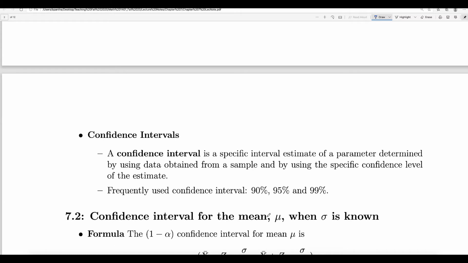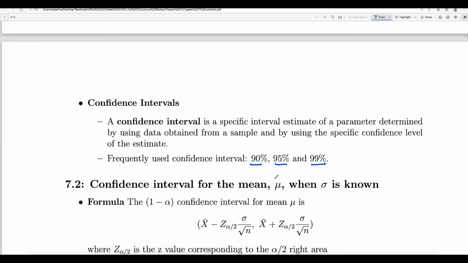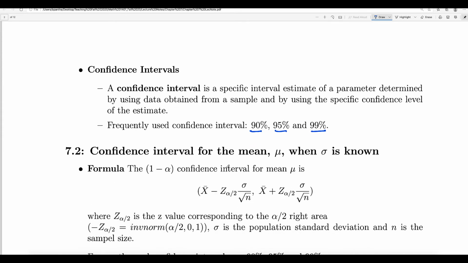A confidence interval is a specific interval estimate of a parameter, computed using the data obtained from a sample and a specific confidence level of estimate. Frequently used confidence levels are 90%, 95%, and 99%. Okay, let us do 7.1. It says confidence interval for the mean mu. You are trying to estimate the interval for the population mean using the sample mean.